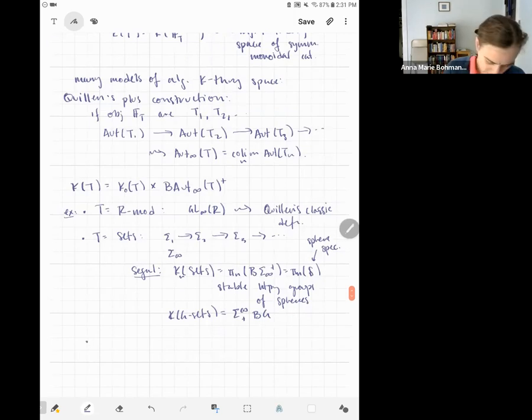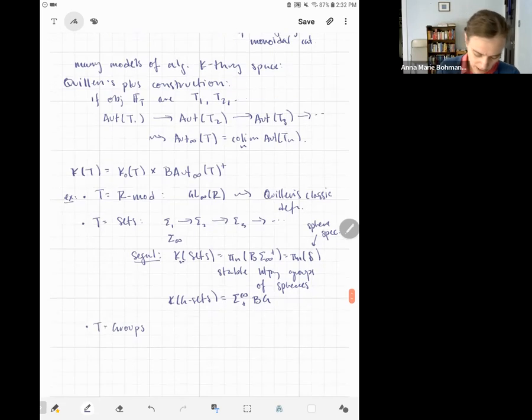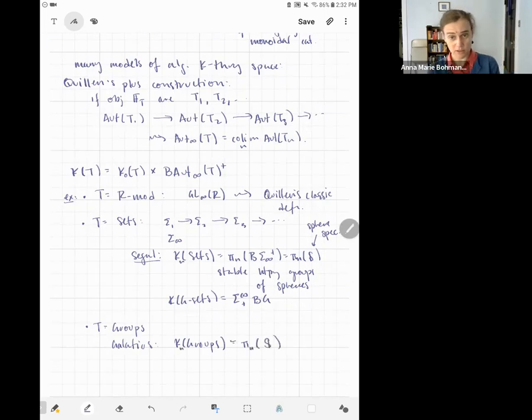Another example we looked at is where T is the theory of groups, so your Tn is the free group on n elements. And here, work of Søren Galatius tells you the surprising fact that the K-theory of groups, which you can compute via this stable homology, classifying space stuff, is also the sphere spectrum. So they're also giving you the stable homotopy groups of spheres. This is way surprising and super cool. It's a really beautiful computational result about free groups due to Søren Galatius. Very surprising.